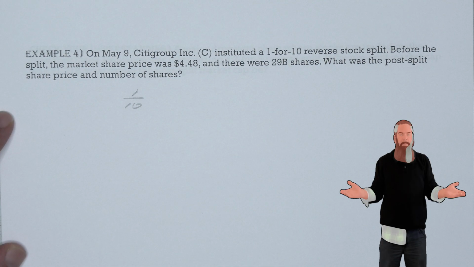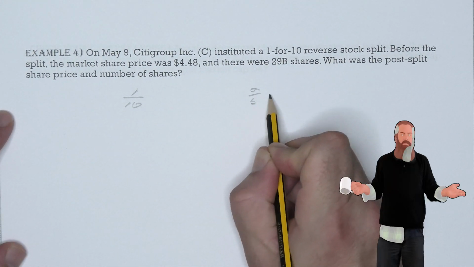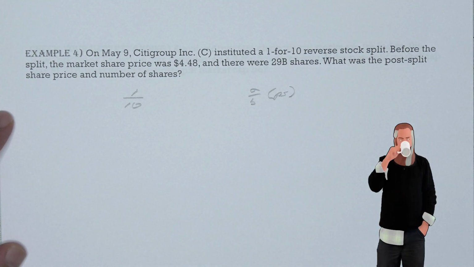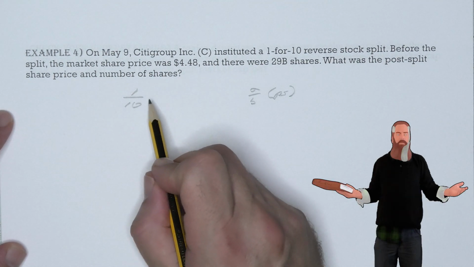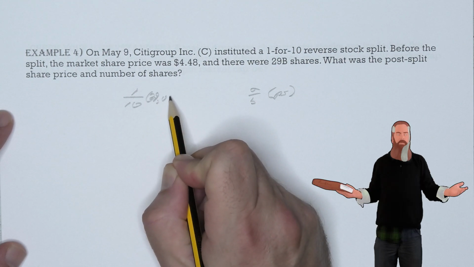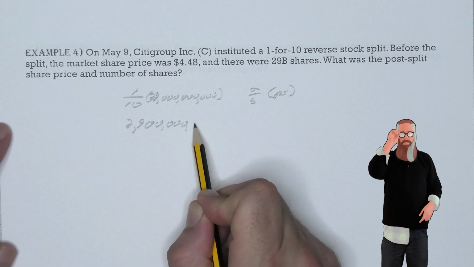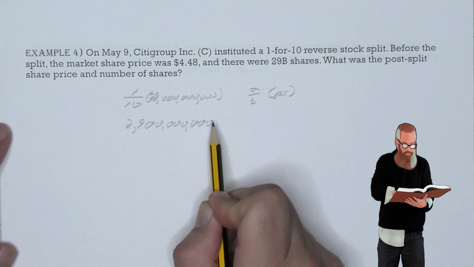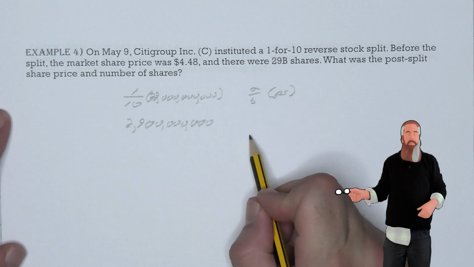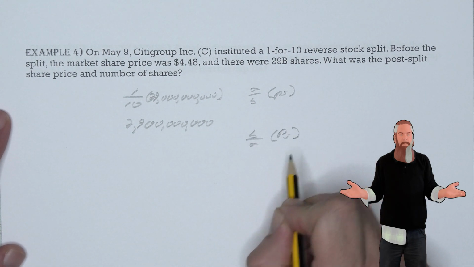And the post-split number of shares is going to be equal to A over B times the pre-split number of shares. So we're going to take that 1/10, multiply it by 29 billion shares. This is going to give us 2,900,000,000 shares. Now, the post-split share price would be B over A times the pre-split share price.